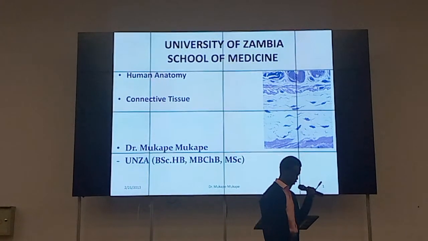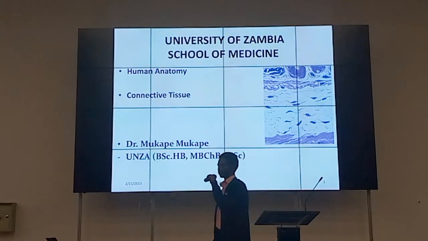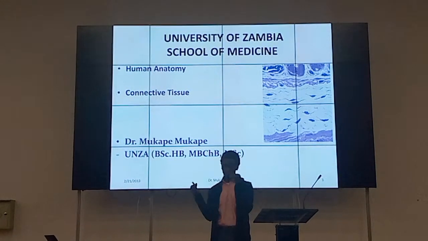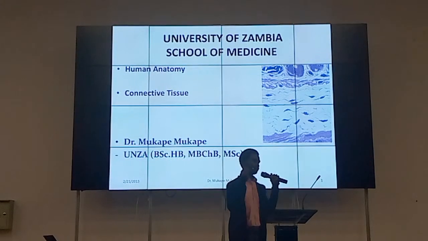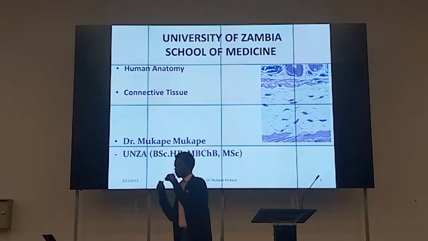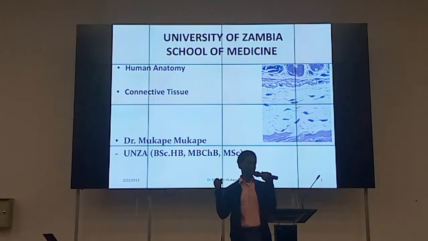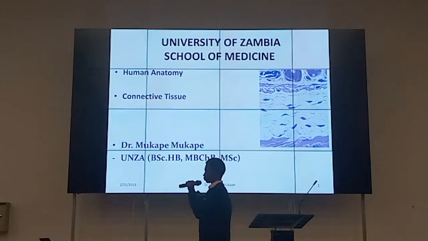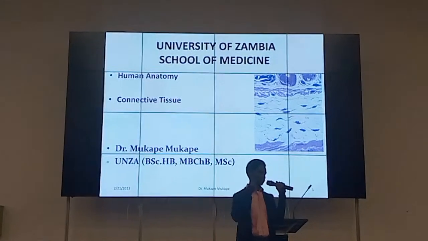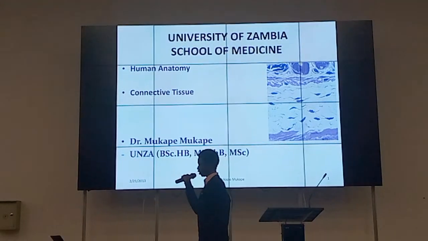Such as which organs? Liver. Very good. Bone marrow, good. Thymus gland. Not thyroid, but thymus. Lymph nodes, and spleen. Okay, so these are organs where you can find reticular connective tissue.